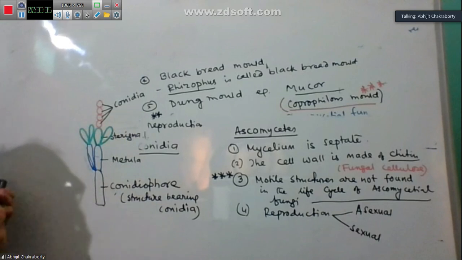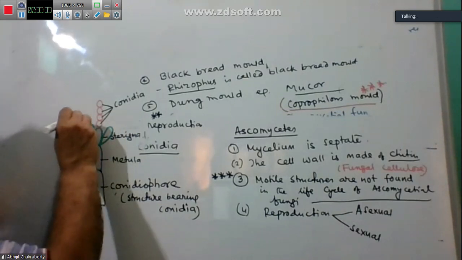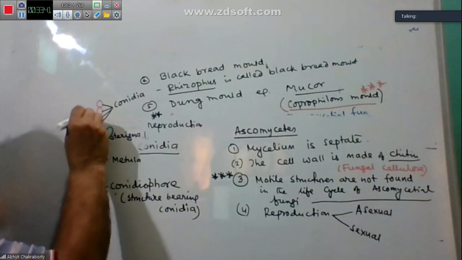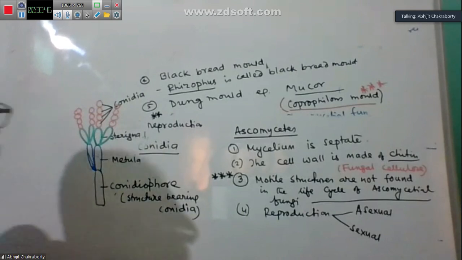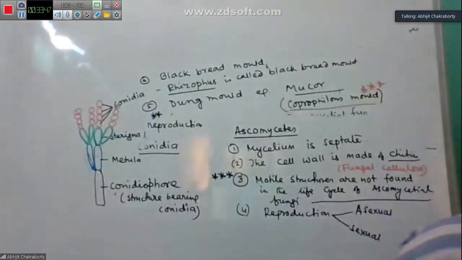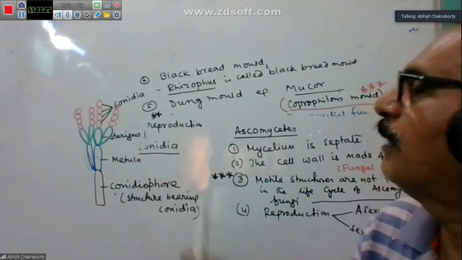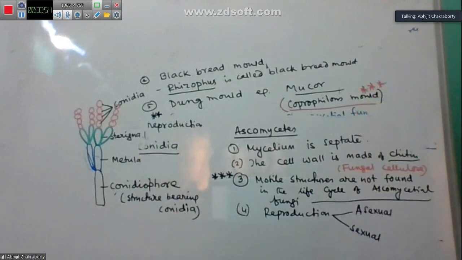Like this. And you will get the conidiospores like this here. This is what happens in case of Penicillium actually. From each metula, a number of conidia may be developed. So, this is what about the asexual reproduction in ascomycetes fungi.